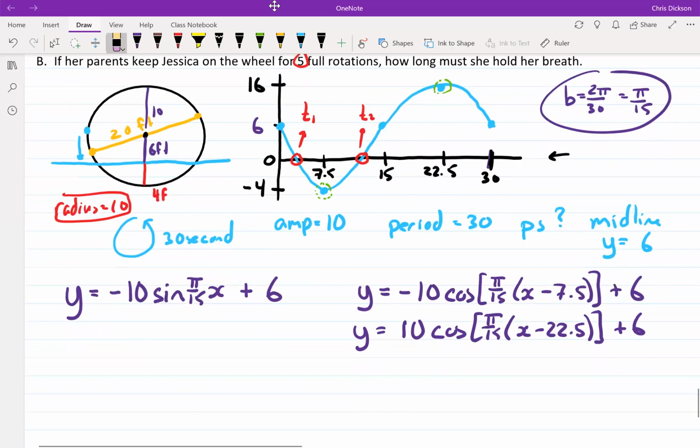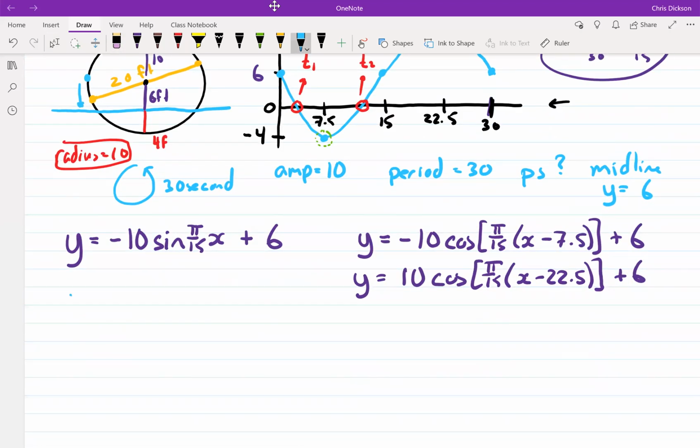So I'm going to make my height 0. So let's make our height 0. And we say negative 10 sine. And once again, I'm just going to make this some other letter. Let's call it B this time, plus 6. So maybe I'll just make a note of that, that B is equal to pi over 15 x.